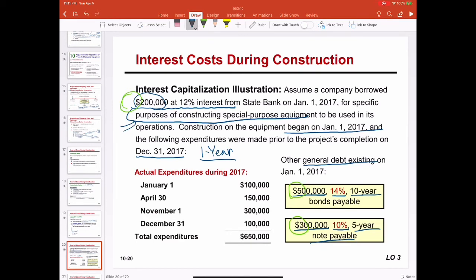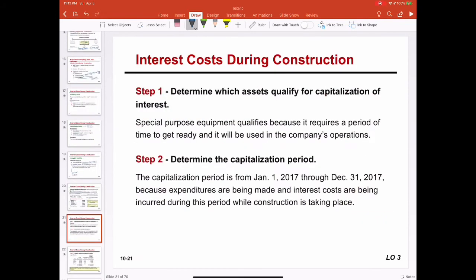We are also given the actual expenditures during this year. We have the schedule of the expenditures and their amounts. They also are considered the cash outflows for the firm because these expenditures are incurred on different dates. They generate different interest costs. Okay, step 1, it is qualified. Step 2 is 1 year.